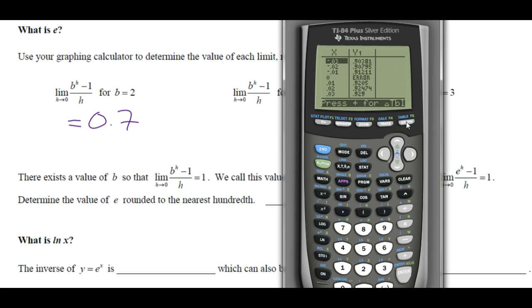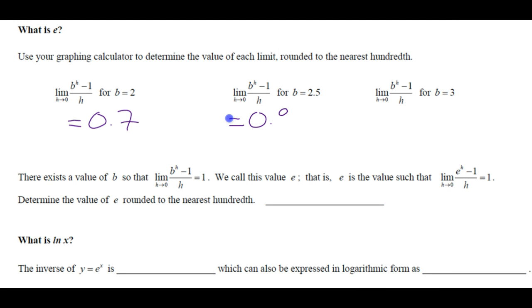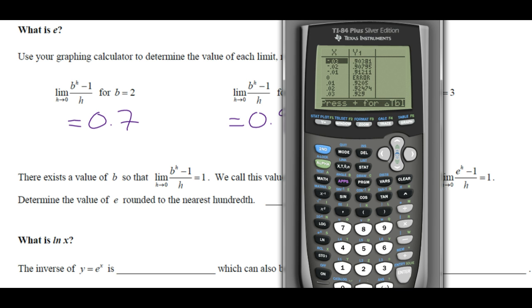Okay, let's go look in the table. 0.9, let's say 0.9. Close, to the nearest tenth, anyways. And what do we want to do? We want b to be 3. So we're going to go here, 3.